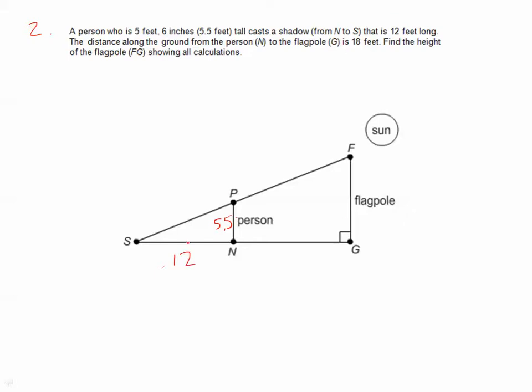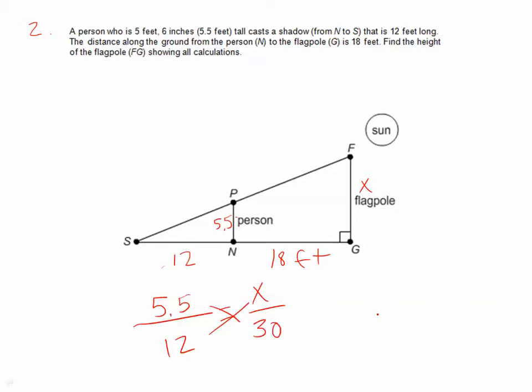The distance along the ground from the person to the flagpole is 18 feet, so from here to here is 18 feet. We want to find the height of the flagpole. All you're going to do is set up a proportion. We set up 5.5 over 12, that's their height and their shadow, and then x is going to be our flagpole. Here's the thing: you want to put 18 plus 12 because the proportion wants the whole shadow. So you add 18 plus 12, which gives you 30.